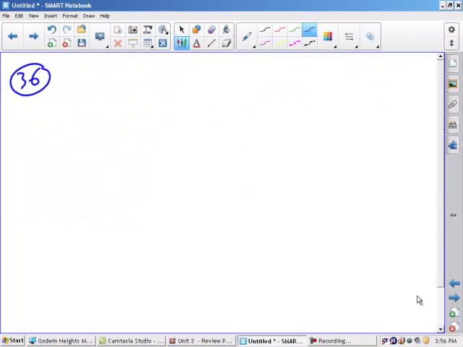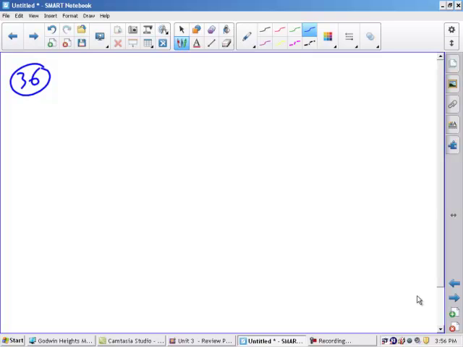Number 36, I'm going to go kind of fast on. It says of 360 consumers polled, some purchase music on CDs, some only download music, and some do both. If 260 people polled purchase CDs and 200 people purchase CDs and download music, how many people download music total?